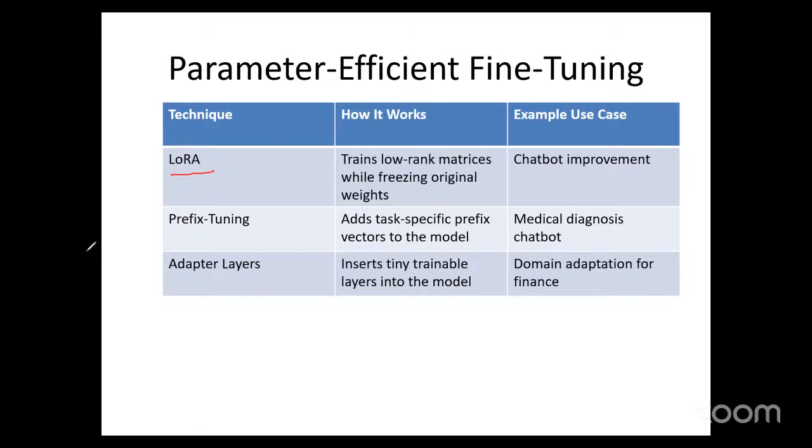And how does it work basically? It freezes your original model, the original weights, and adds some trainable layers. It trains low rank matrices. So this is nothing but your LoRA technique.